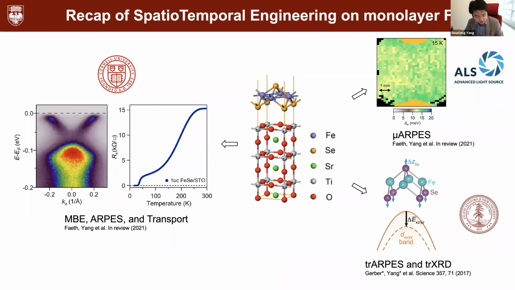Okay, so I've gone in depth into these different kinds of studies, both in the spatial domain and also in the time domain. And we have learned that we need a better way to define the superconducting transition temperature for monolayer iron selenide. We need to look at things in a micron scale spatial domain. We need to look at the electronic structure in a femtosecond time domain.